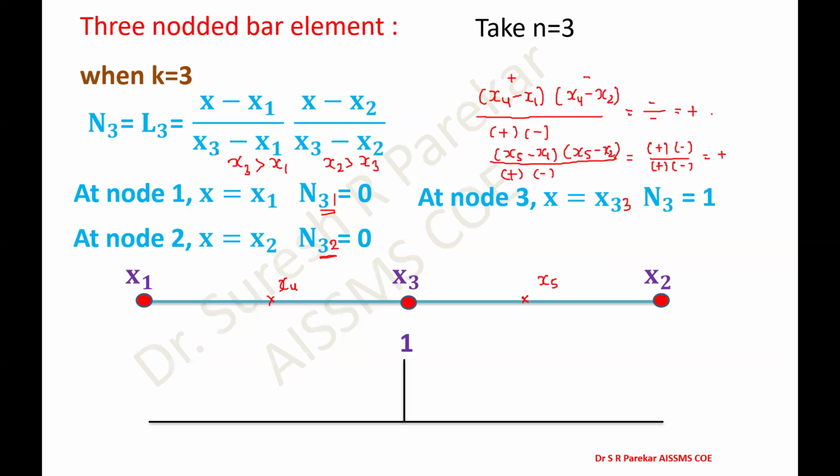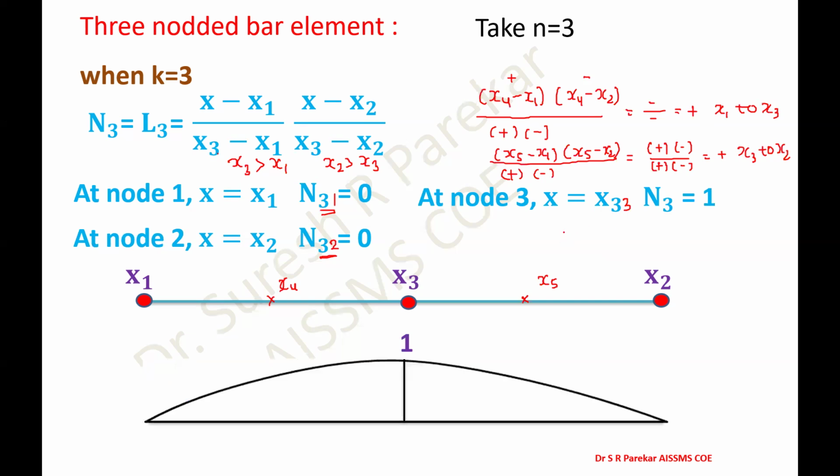So in both, that is x1 to x3, plus, and again x3 to x2, we have plus. So in both we have this value as plus, and therefore we are going to get this value in this fashion. Likewise, we have to plot the variation of N3. So in this way, we have to plot the variation of shape functions at different nodes.